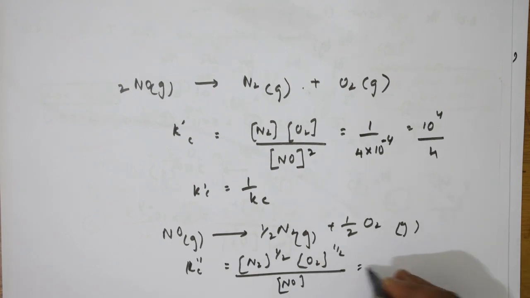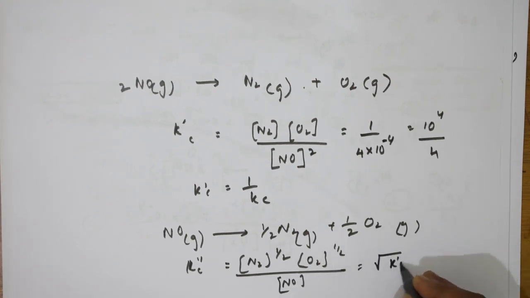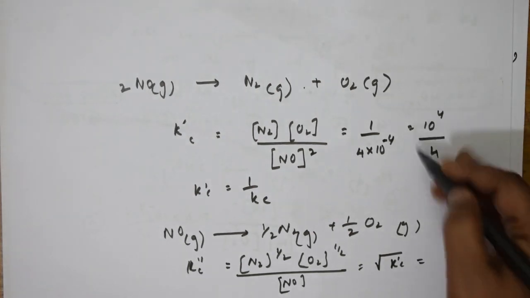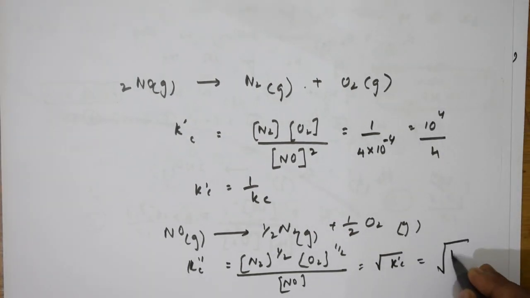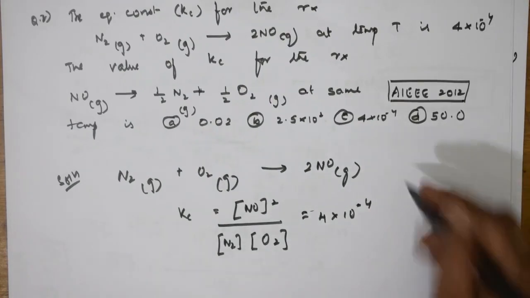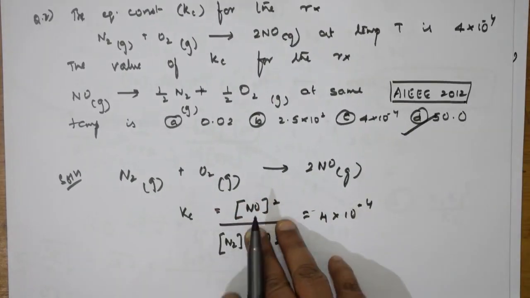If I take this, what is this? This is basically root K prime C. When I substitute the value, which is already given, it is root of 10 raised to the power of 4 by 4. It is equal to 100 by 2, which is 50. Done. This is your answer. So the correct option for this is 50.